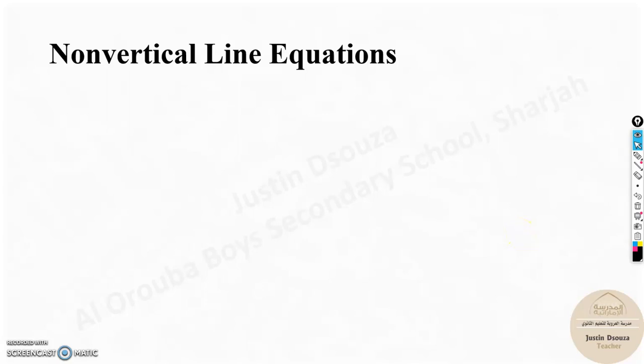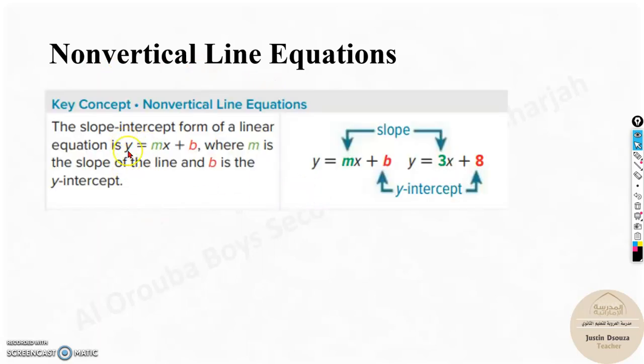Now we will go through the line equations. First, we will go through non-vertical line equations. There are two non-vertical line equations. The first one is slope-intercept form, which we have come across before, that is given by y equals mx plus b. Whenever you are given an equation like y equals 3x plus 8, you must understand this is in the slope-intercept form, where y is alone and the coefficient of x is the slope, and the constant which is added to it is the y-intercept. So this is about it.